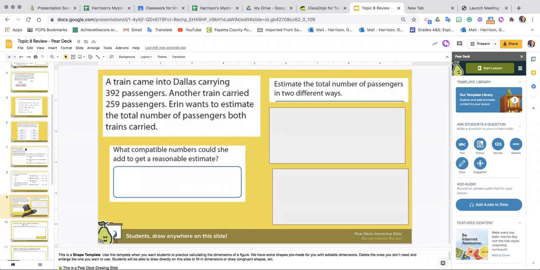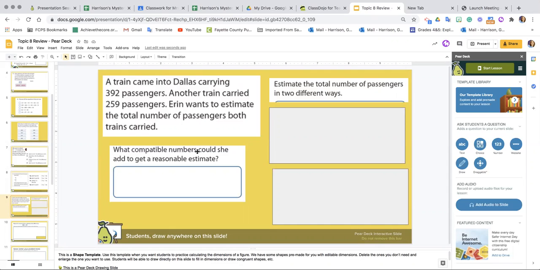This one was a bit more challenging, maybe just in understanding what the problem is asking, and that's kind of what we face here. So the math is one thing, and then understanding it in a problem is something else. So it's talking about a train and the passengers. So they want to estimate the total number of passengers on both. So we have to, it says down here, compatible numbers.